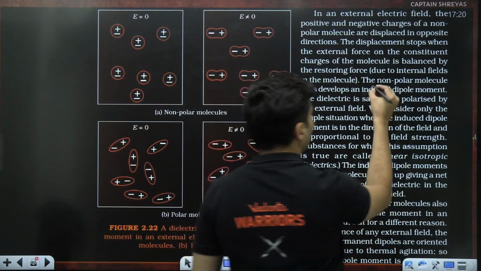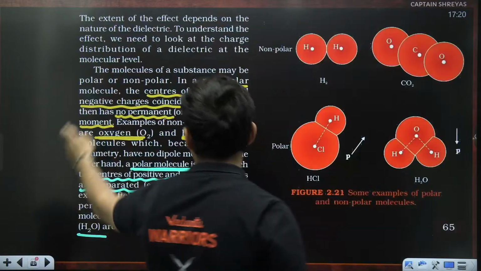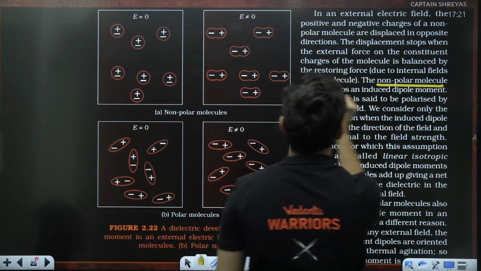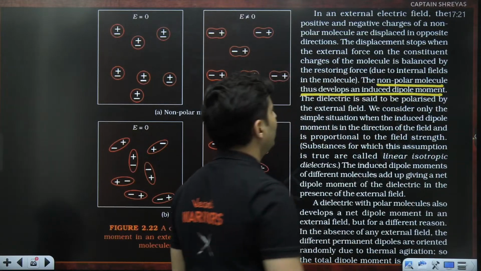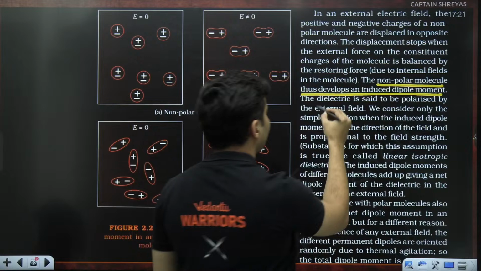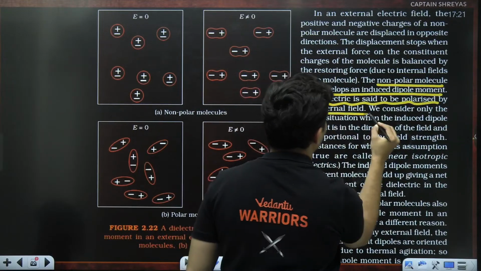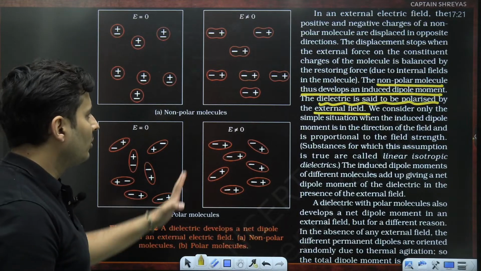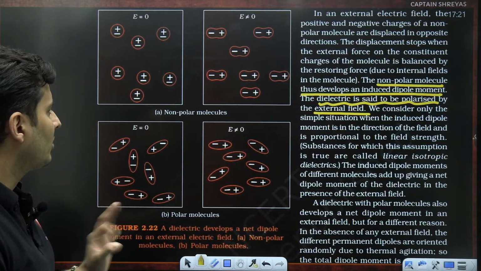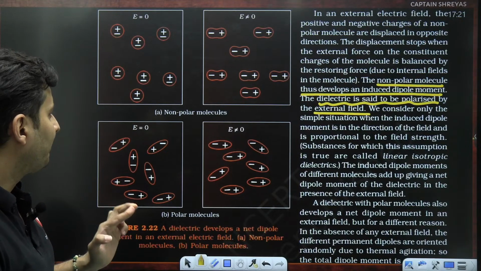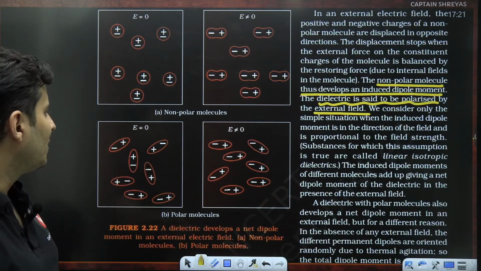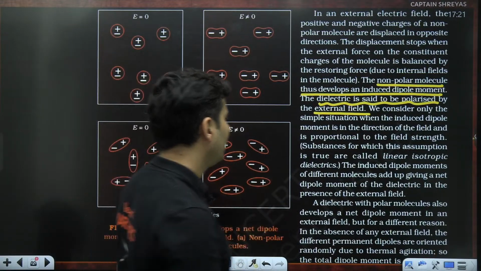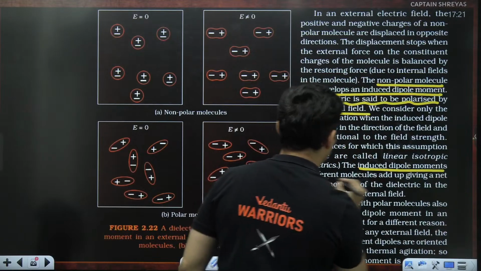Okay, so a non-polar molecule thus develops an induced dipole moment. The dielectric is then said to be polarized by the external field. We consider only the simple situation when the induced dipole moment is in the direction of the field and is proportional to the field strength. The induced dipole moments of different molecules add up, giving a net dipole moment of the dielectric in the presence of the external field.